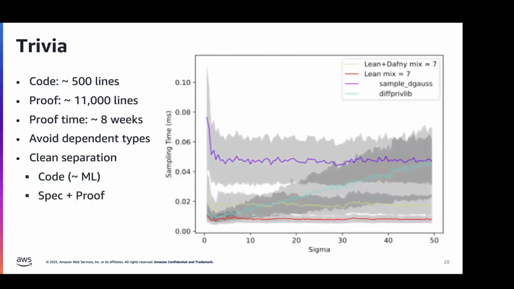I should wrap up quickly. So some numbers: it's 500 lines of code. The proof at that point in time was 11,000 lines. It took me 8 weeks to write the proof.